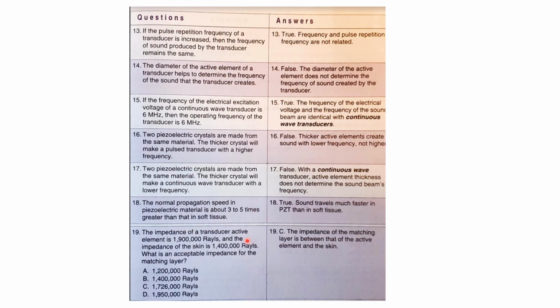That is true. And the impedance of a transducer active element is 1.9 megarayls, and the impedance of the skin is 1.4 megarayls. What is an acceptable impedance for the matching layer? And the answer is one that's in between. And this is the only number that's in between the two. It's C. Which of the following crystals will produce sounds with a lower frequency? It's C, thick and with a low speed.